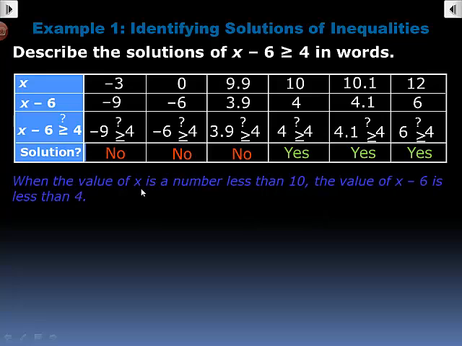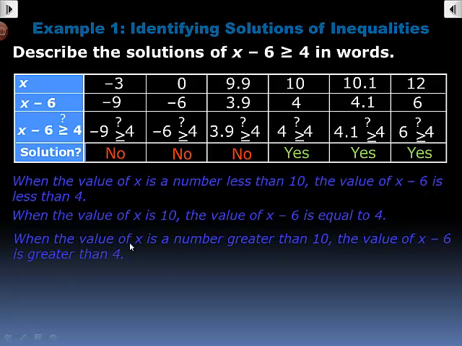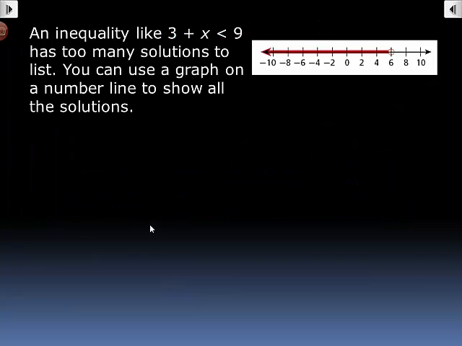So when the value of x is a number less than 10, the value of x minus 6 is less than 4. This is what you need to write in your notebook. You also want to write when the value of x is 10, the value of x minus 6 is equal to 4. And you want to write when the value of x is a number greater than 10, the value of x minus 6 is greater than 4. That's what you need to write in your notebook for example 1. So it appears that the solutions of x minus 6 greater than or equal to 4 are all real numbers greater than or equal to 10.